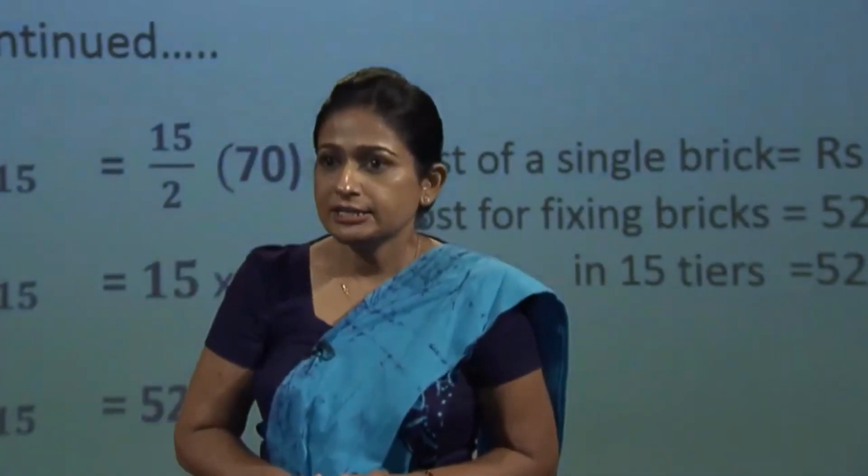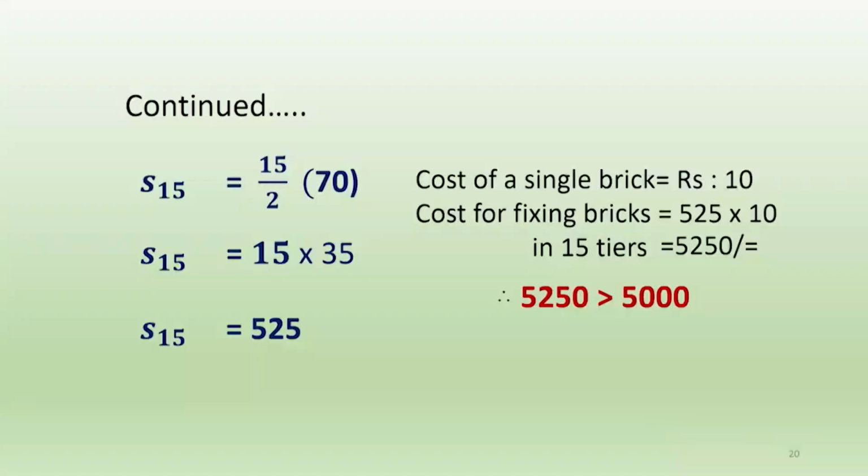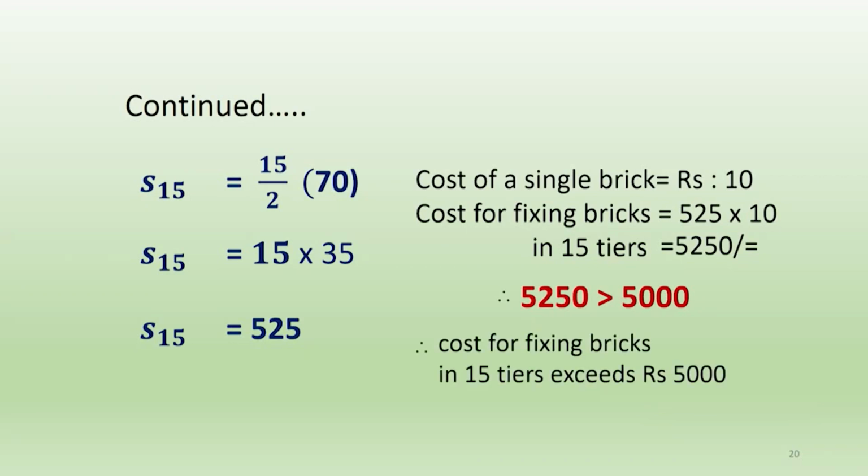So then we can say 5,250 is greater than 5,000. Okay. Then we can move to the next one.